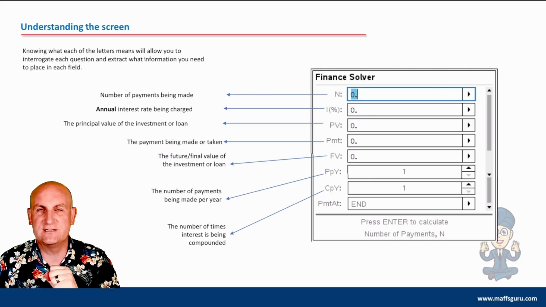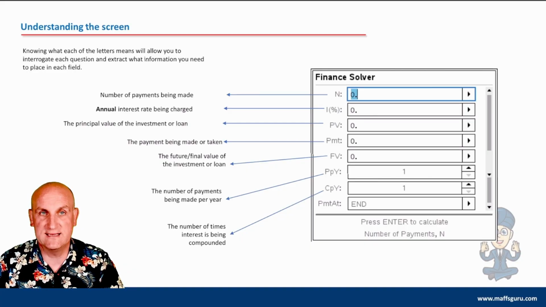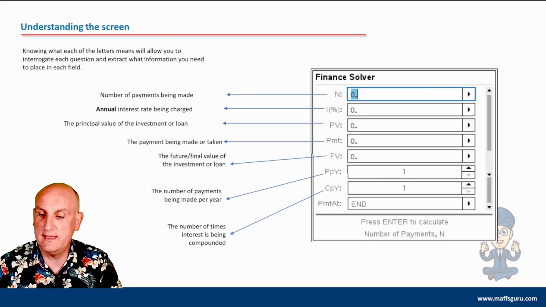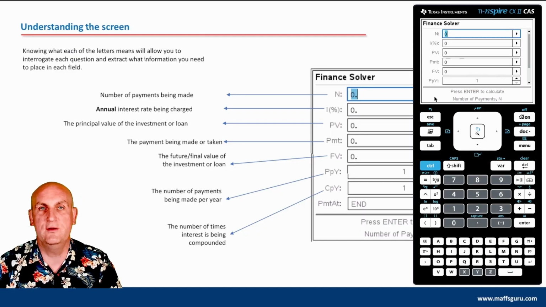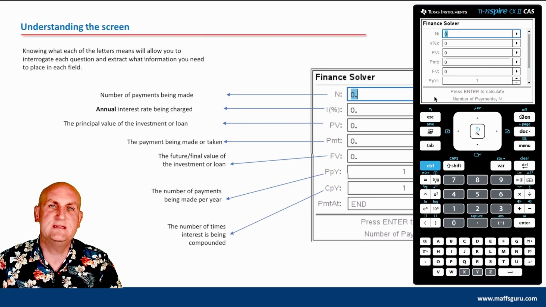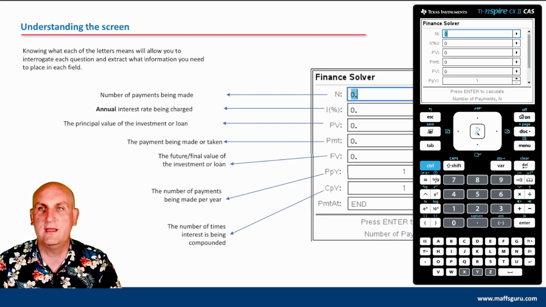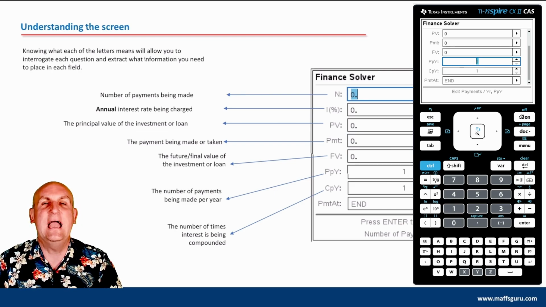Now, understanding the screen is actually incredibly important for the CAS calculator. When I bring up my calculator, you will notice that my screen seems to end at this PPY column, right? But if you scroll down, there are actually two other sections as well, CPY and PMT at end.